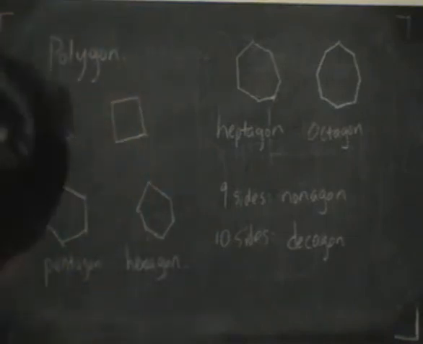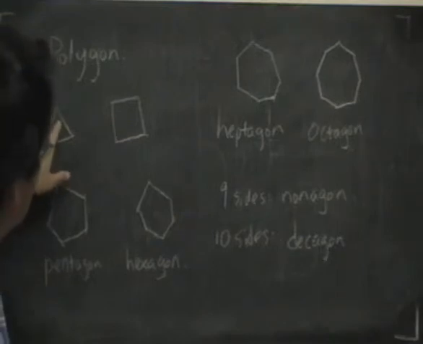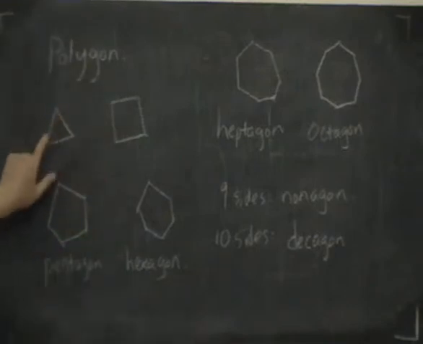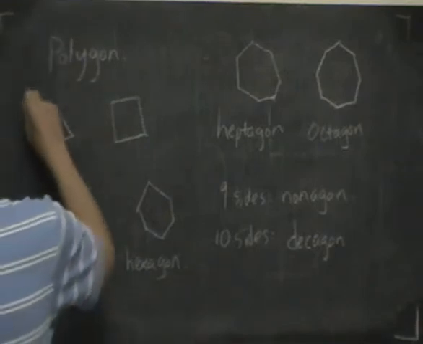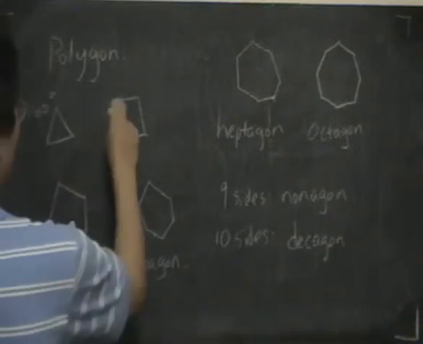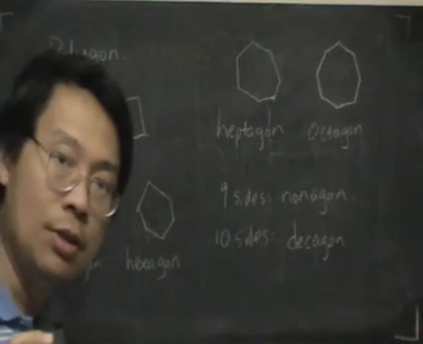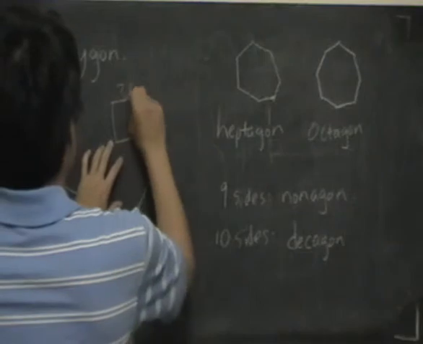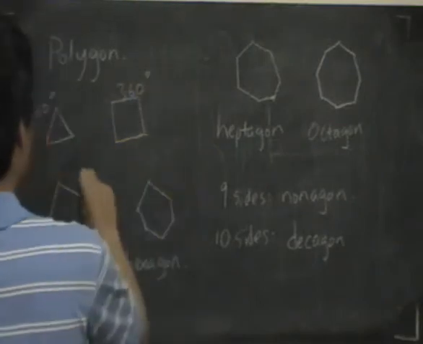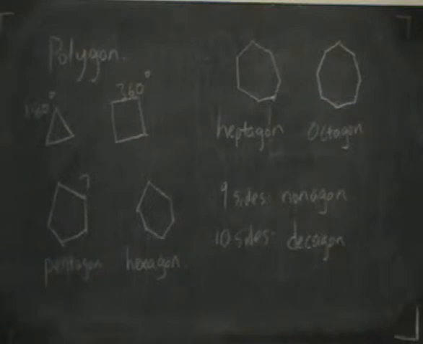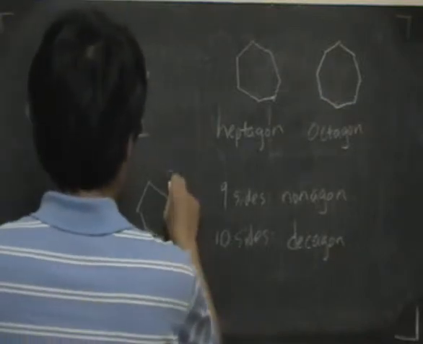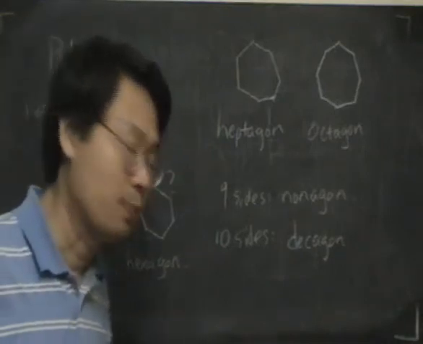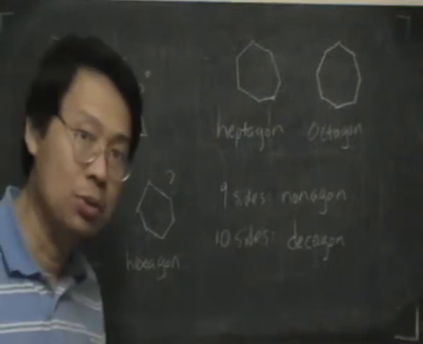Now we have learned that the sum, we are interested in angles here. We have learned that the sum of the angles in a triangle is 180 degrees. The sum of angles in a quadrilateral, a four-sided polygon, is 360 degrees. What about the sum of the angles in a pentagon, or the sum of angles in a hexagon, and so on? Is there a formula? So that's what we are going to find out.